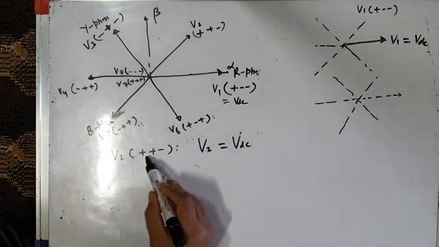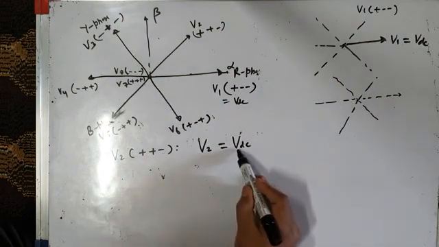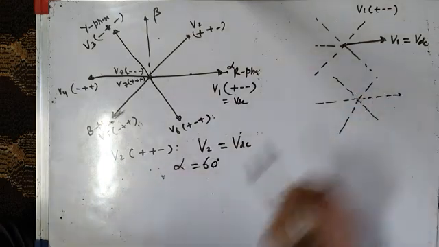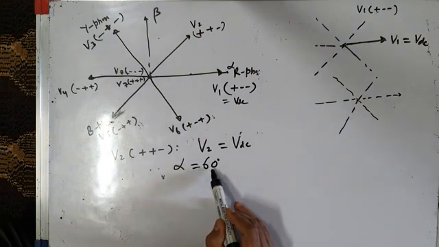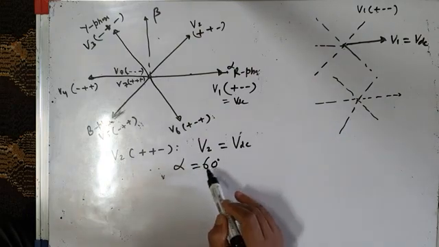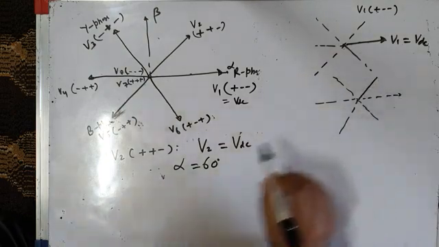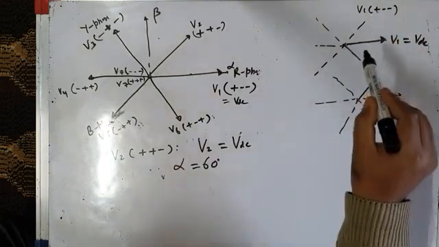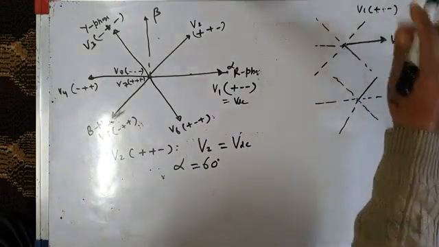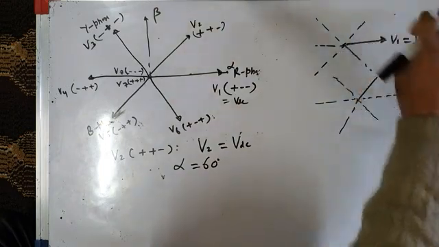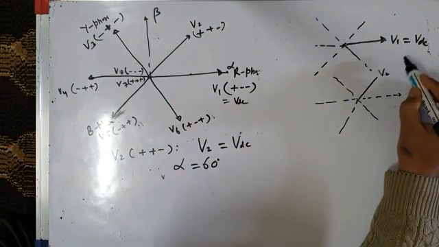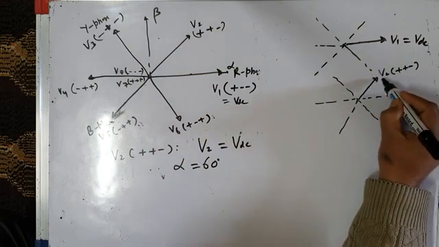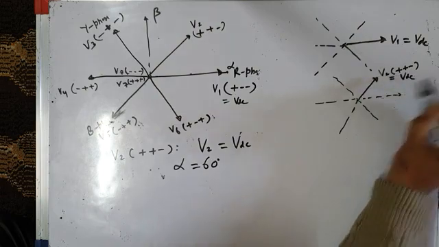So therefore this switching state plus plus minus gives a voltage vector VDC whose phase is at 60 degrees with respect to this alpha axis, 60 degrees. Okay. So it is along this, because this voltage vector V2 is produced by plus plus minus switching state. So it will be along V2 itself. So therefore V2 will be equal to VDC.